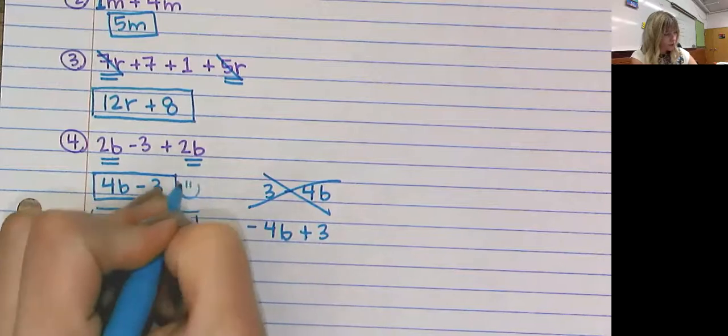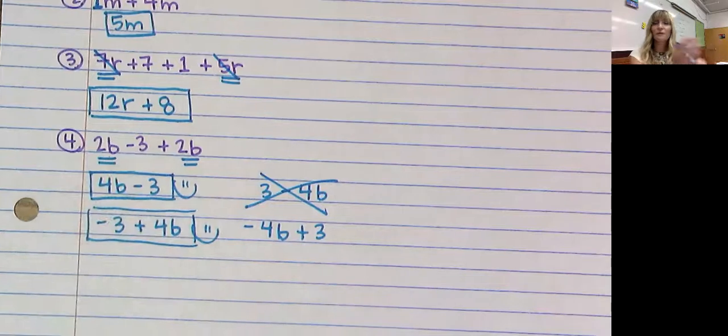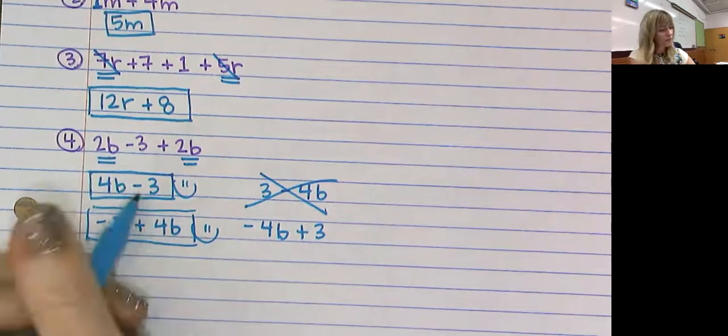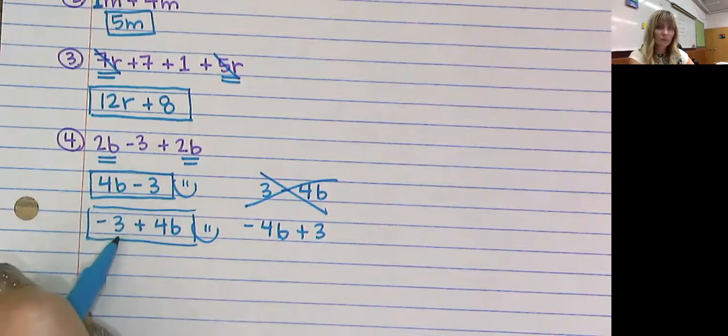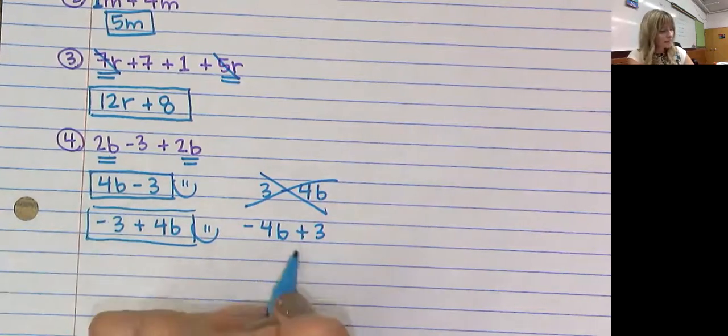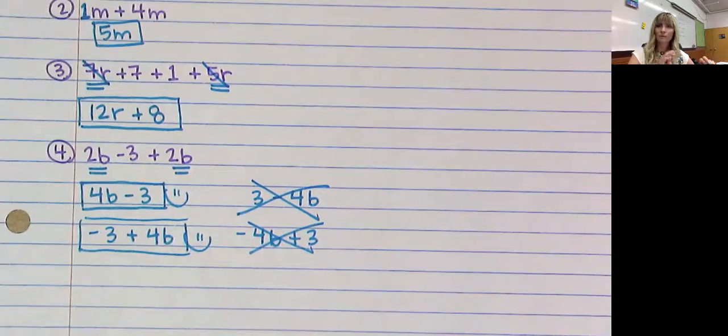And I made sure that in Canvas, if you type it in a different way than me, but you keep the signs correct, so you can switch around the order as long as you don't switch around the signs, Canvas will mark it correct. So you could type in 4b minus 3, or you could type in negative 3 plus 4b, and those are the same. Is this one the same? No. That one switched the signs. No good.